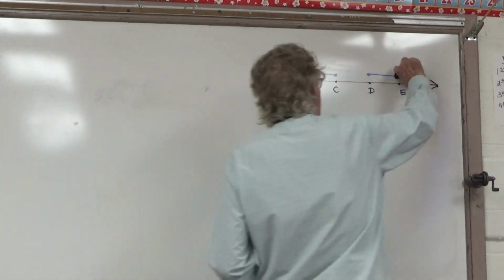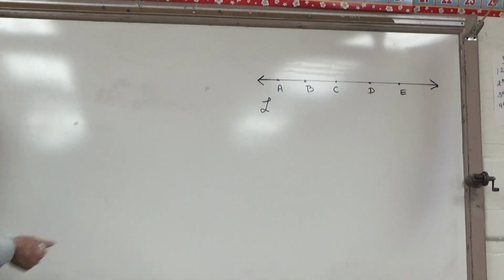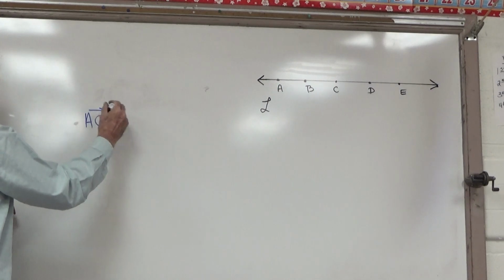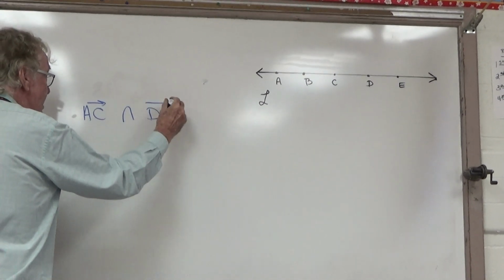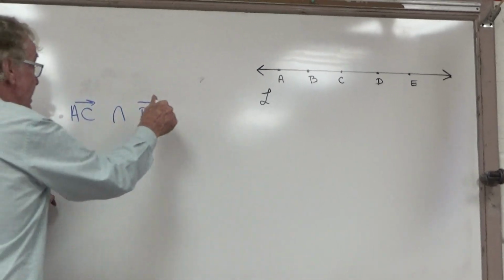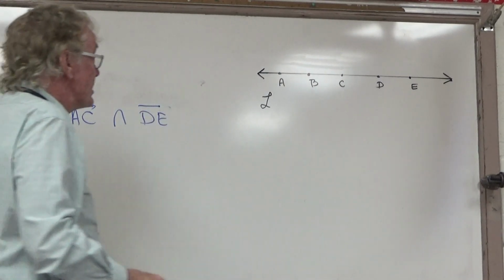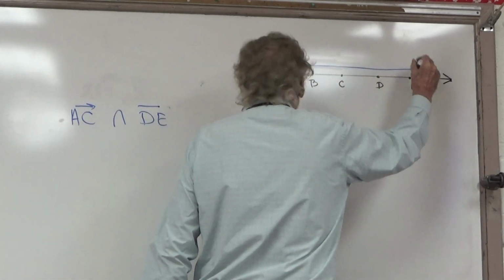Are there more? Yep, we have one more. Tell me about it. Ray AC, yes sir, intersection with segment DE. Segment DE, not the ray, yes, the segment. Yes, sir. Thank you. AC starts at A, goes through C, keeps on going forever in that direction.